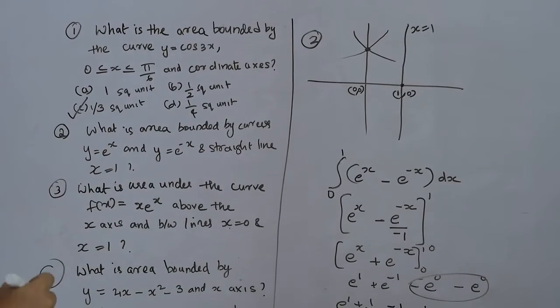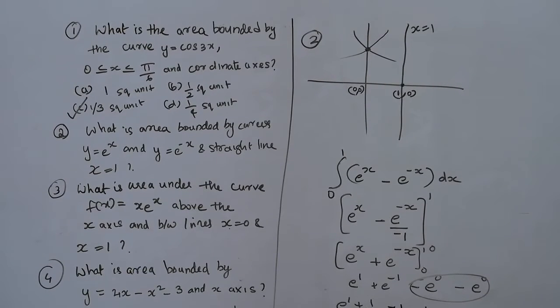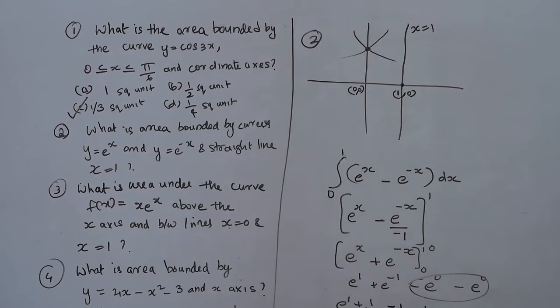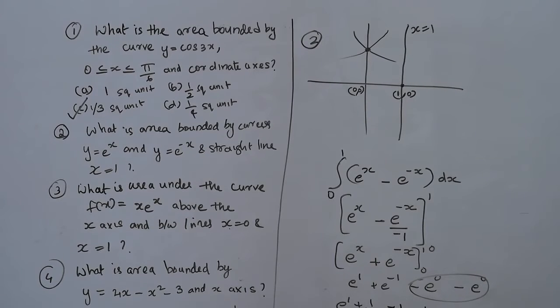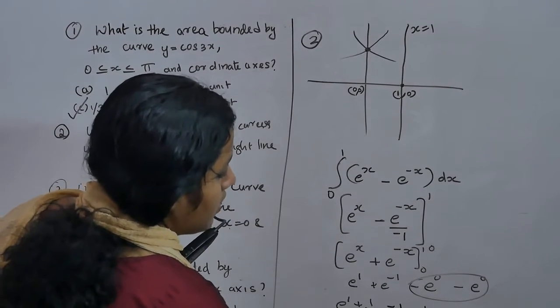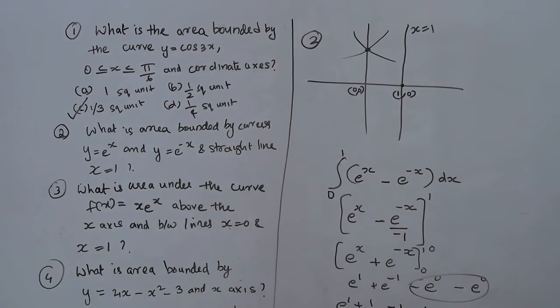Okay, what are the options given in the question? The options I didn't show here. The options are e plus 1 by e, e minus 1 by e, e plus 1 by e minus 2, and e minus 1 by e minus 2. The options are in terms of e, so we have option C, e plus 1 by e minus 2.